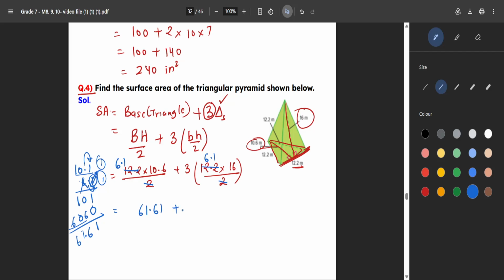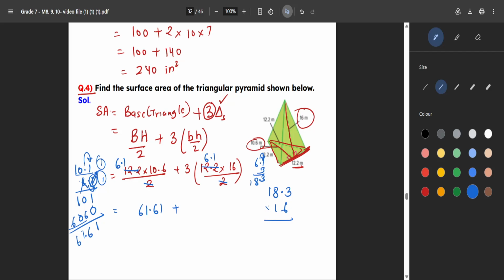So this will become 61.61 plus. Here, what do we have? 3 times 6.1 times 16. So 3 times 6.1 will be 18.3. How? Because check 6.1 times 3. 3 times 1, 3. 3 times 6, 18. After the point there is one number, so after one number I put the point. So 18.3 times 16.